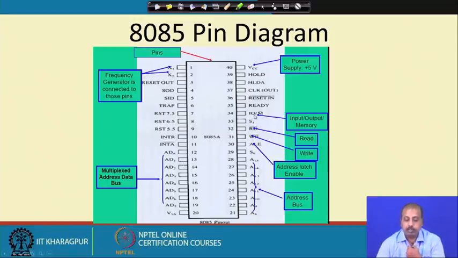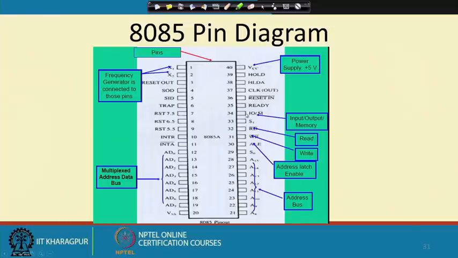Then there is another line which is IO/M bar, meaning input output or memory. When this processor is connected to some memory device, it can also be connected in a similar fashion to some IO device. When the processor is accessing the outside world for some data, whether the data is from memory or from an IO device, if it is from an IO device, this IO/M bar line value will become 1, and if it is from the memory, then this IO/M bar line will be equal to 0. Accordingly, we can design some decoder circuitry by which either the memory chip or the IO devices will get enabled. We will discuss all these concepts slowly.